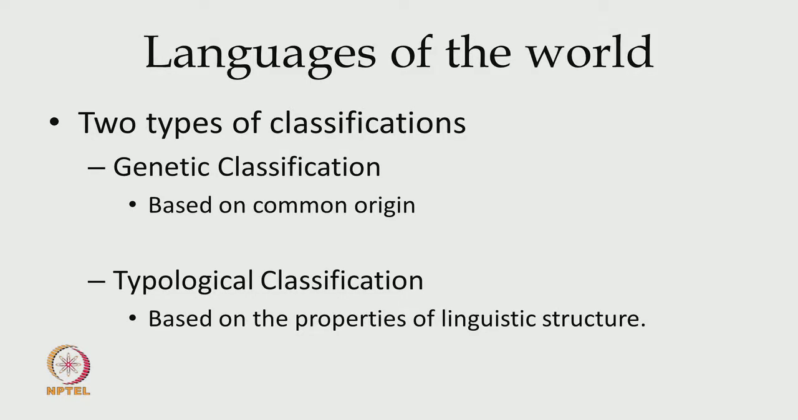But when we try to look at the languages spoken in the world, there are two ways to classify all of them. One is genetic classification, the other is typological classification. Genetic classification is based on common origins among languages, whereas typological classification is based on common properties of linguistic structure, that is common properties of sentences, common properties of types of features available in languages. We have these two types of ways to look at the languages of the world.